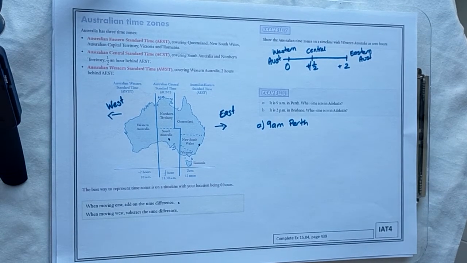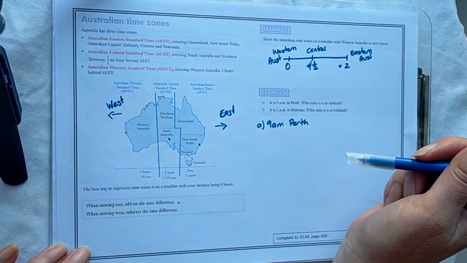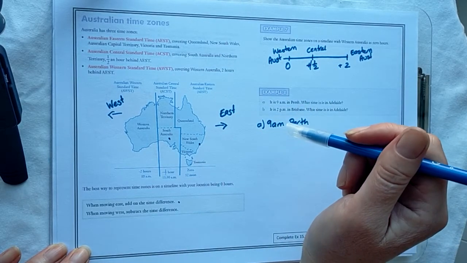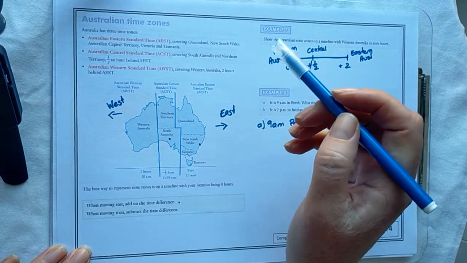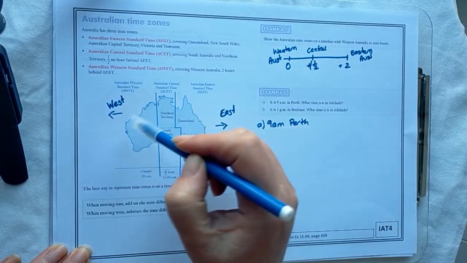We're going to have a look at Australian time zones. There's 2 pages to our reference sheet. I've already started to have a bit of a fill-in on this one here, but we'll go through the information. So in Australia, we actually have 3 time zones.